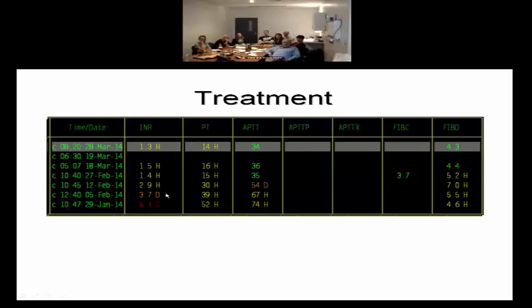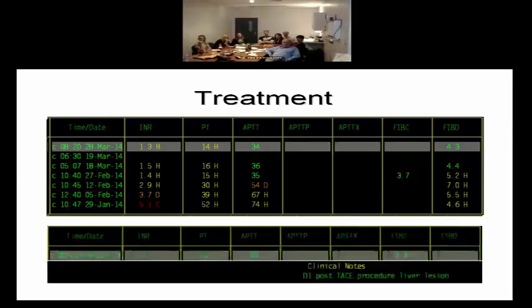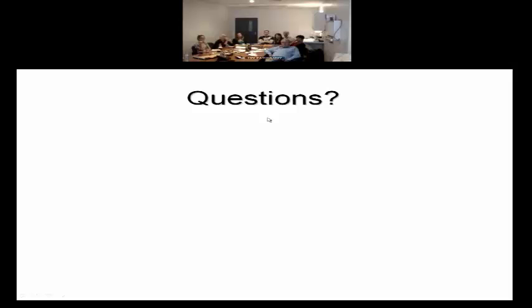Then on the 21st of the 3rd, so looking around here now, the patient is given steroids with rituximab again and prednisolone, and his coag results return to normal and are almost the same as they were before his TACE procedure. So these are his original results before his TACE procedure, and they're quite similar. And that's all I've got.